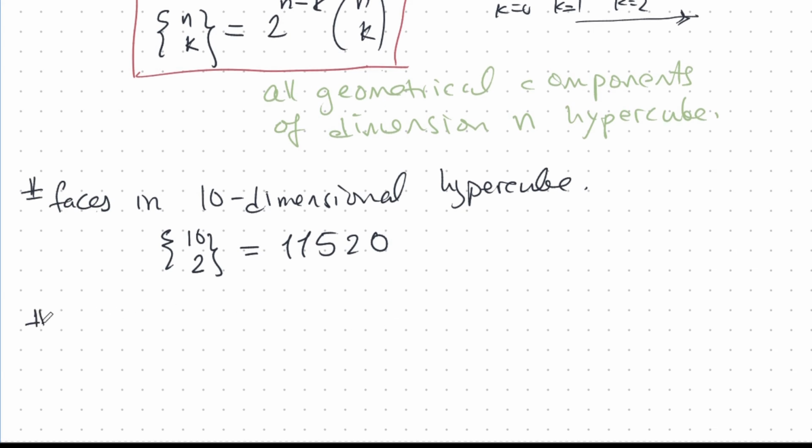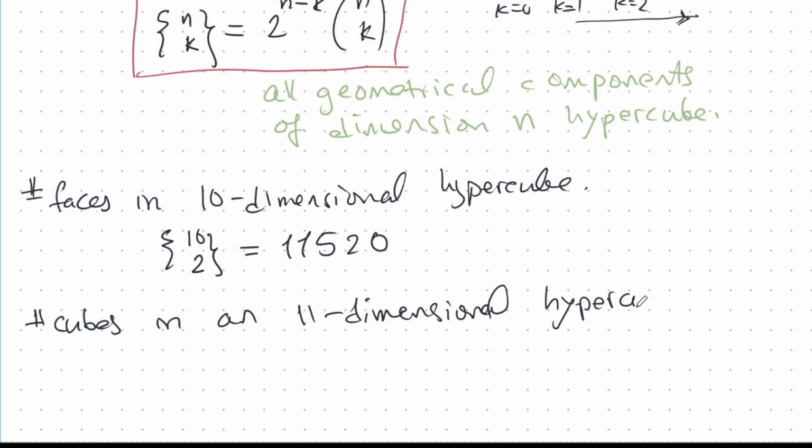Just for fun, let's find the number of cubes in an 11-dimensional hypercube. Let's see what that looks like. A cube is a component that's 3-dimensional, so that's 11 and 3, and this is 42,240. Imagine coloring all those cubes. Well, that was very, very cool.